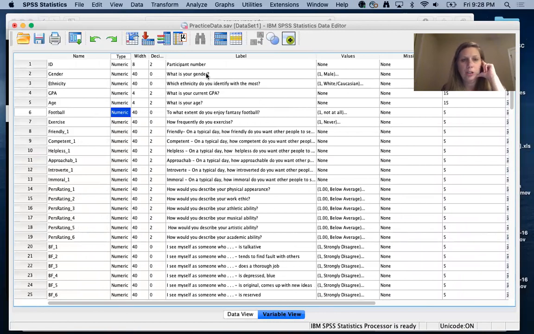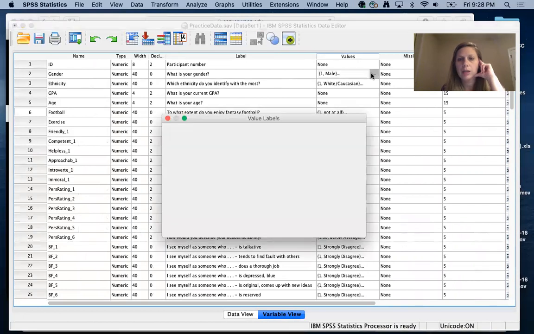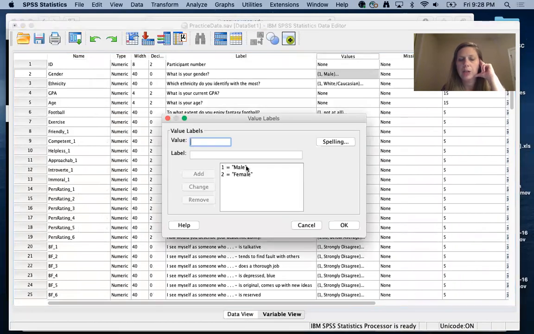So gender, what is your gender? If you see the values over here and click on them, I have it set up so it'll tell you like 1 is a male, 2 is a female. Okay.